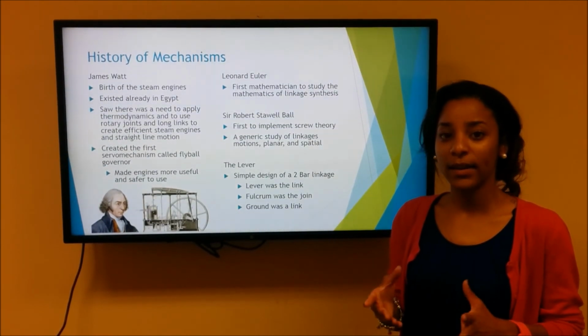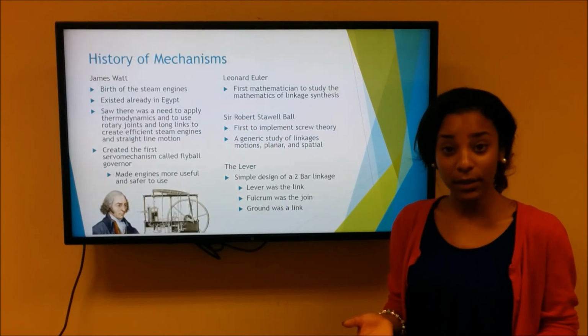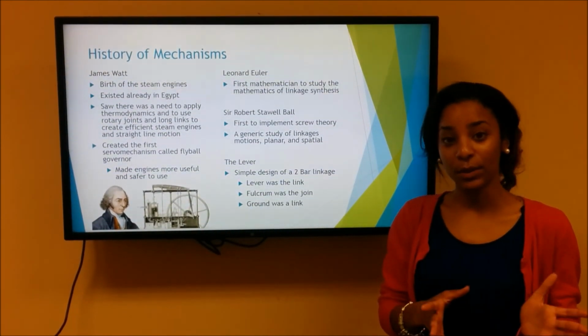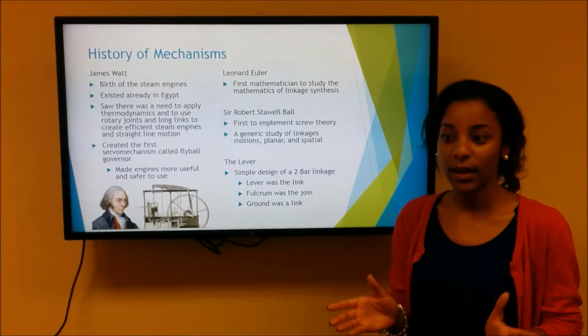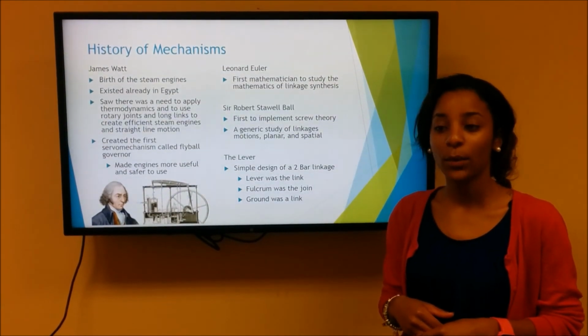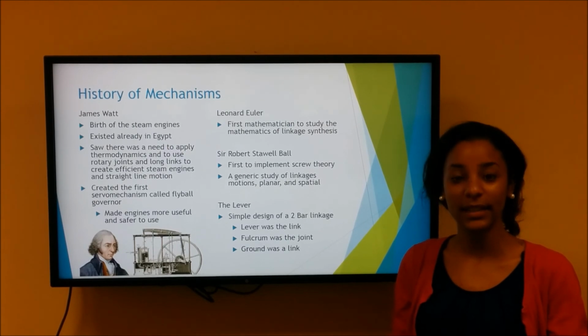The first mechanism that was created was the lever. It was very simple in terms of its design. It was basically a lever, which was the link. It had a fulcrum, which was the joint, and the ground, which was a link. We'll now have Maria talk about the 4-bar mechanism analysis and application.